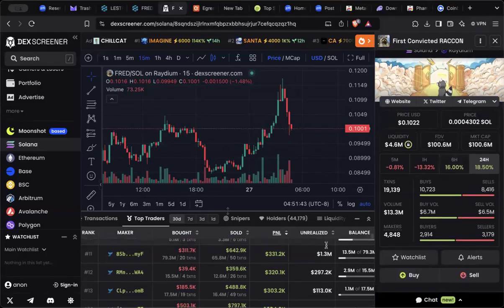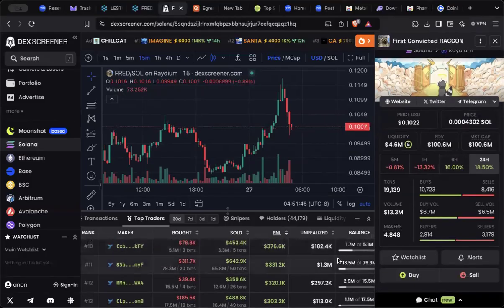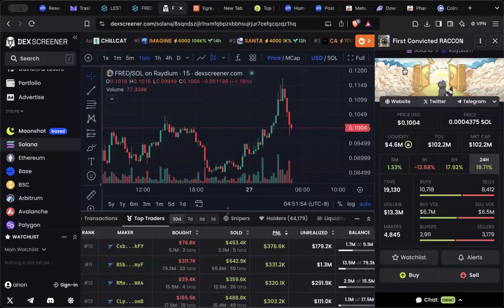So when you want to buy this, what you're going to do now is go to your Phantom wallet, type in the name, and buy the token.